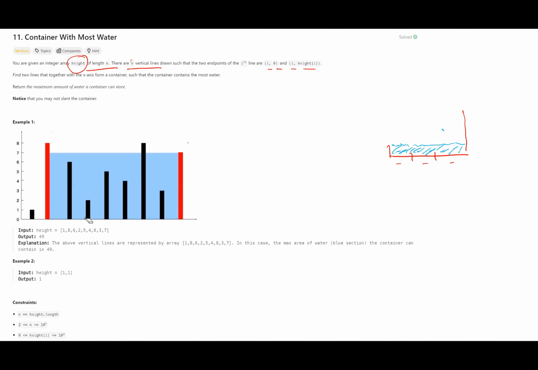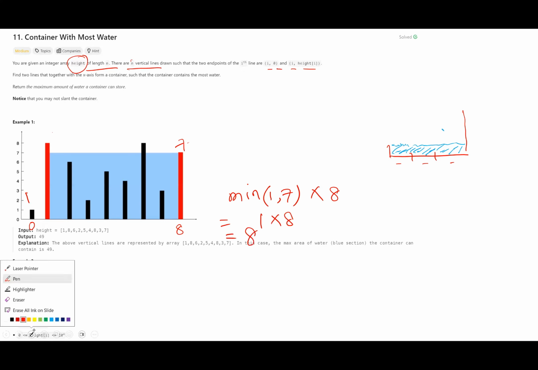Why don't we just try the container between every wall, right? So let's try the container between index 0 and 8. How much water is going to be contained in there? So there are like 8 spaces, right? And the minimum wall height is 1. This has a height of 1, and this one has a height of 7, right? So the minimum of 1 and 7 is 1, into 8. That means if I have a container in between these two walls, this is going to be the water, and the volume of this water is 8.